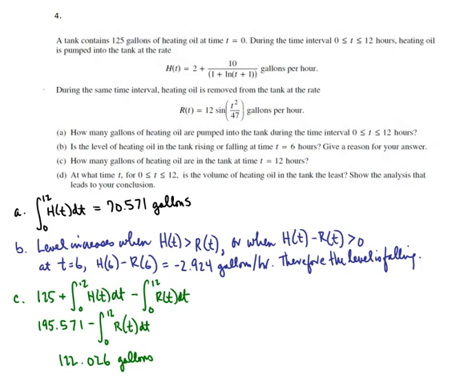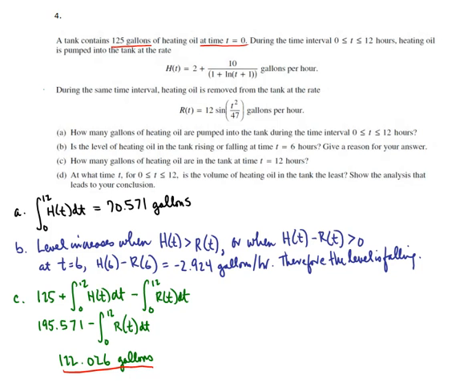So first of all, we know that we're looking for an absolute minimum here. We're working with a continuous function on a closed interval. There has to be an absolute minimum. It's going to occur either at a critical value or at an endpoint. For the endpoint at 0, we know that we have 125 gallons. And in part C of this problem, we have already determined that at the right-hand endpoint, we have 122.026 gallons.